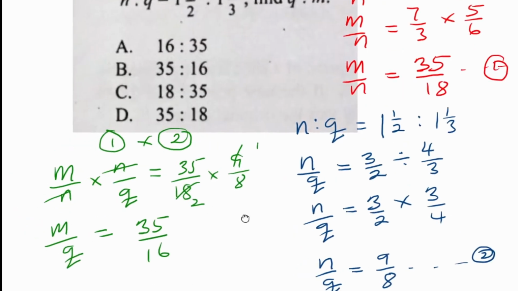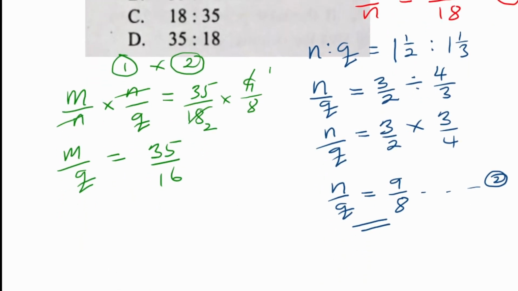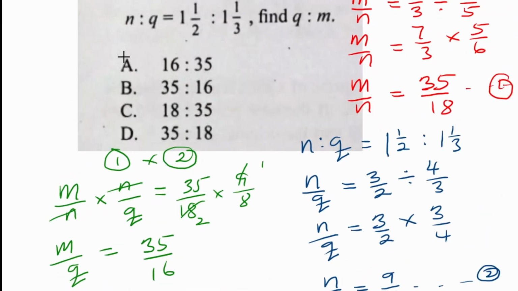But the question is asking us to solve for q to m, which is the same as q over m. So if m over q equals 35 over 16, then q over m will be equal to 16 over 35. We will conclude that therefore q to m will be equal to 16 to 35, which when we look through the options is option A. Remember, I'm going to use two ways to solve, so let's find the other way of solving it.